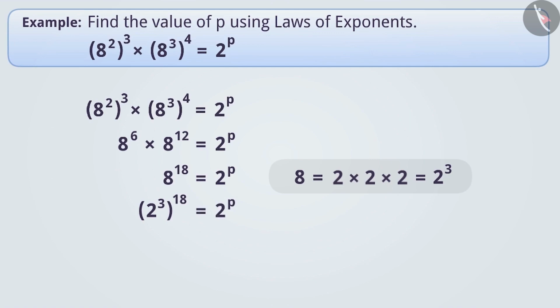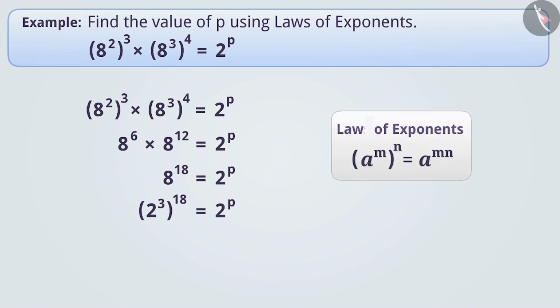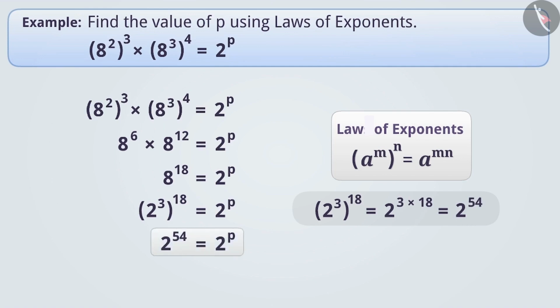Here again, we will use the law (aᵐ)ⁿ is equal to aᵐⁿ. Using this, we will get (2³)¹⁸ is equal to 2³ˣ¹⁸, which is equal to 2⁵⁴. Now if we compare the left side and the right side, then it becomes easy to tell that the value of p is 54. Similarly, by using laws, we can solve complex questions.